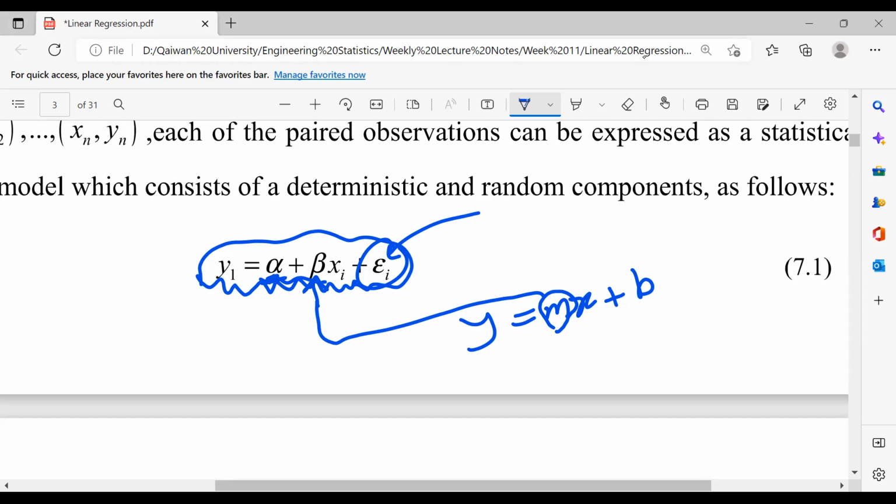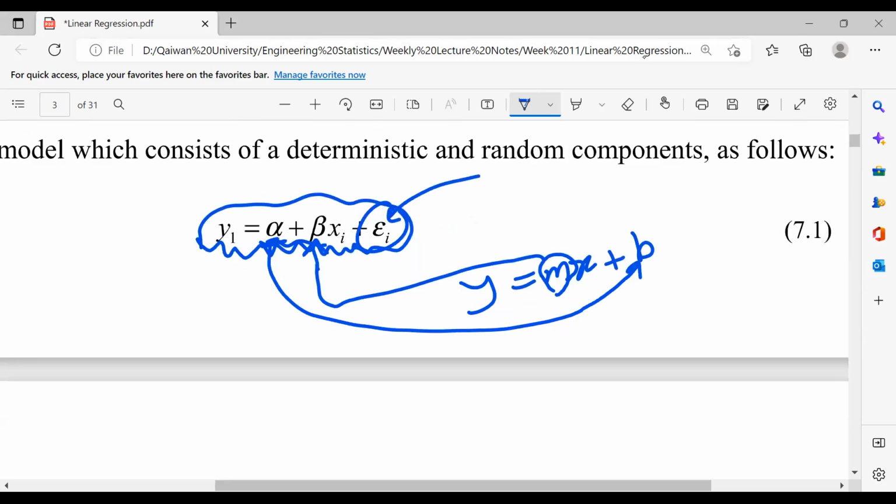So alpha is the intercept point. It's the intersection of the graph with respect to the y-axis. It's the y-intercept.